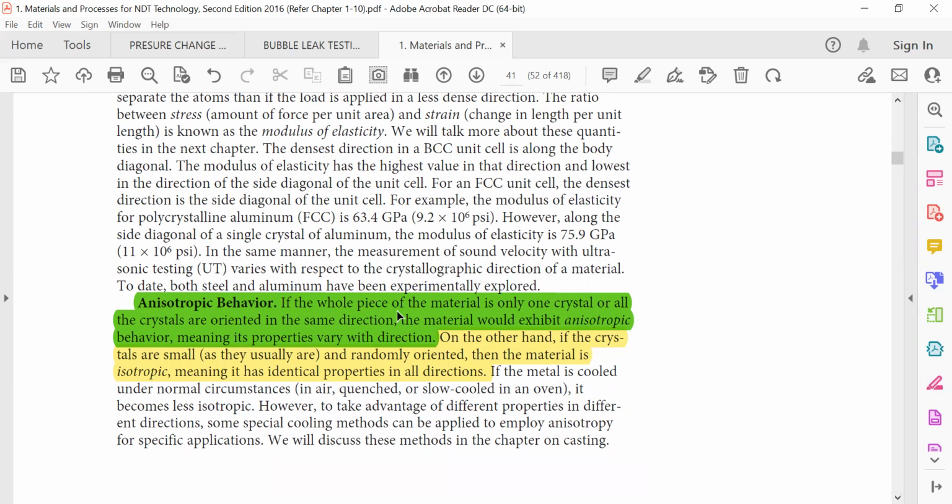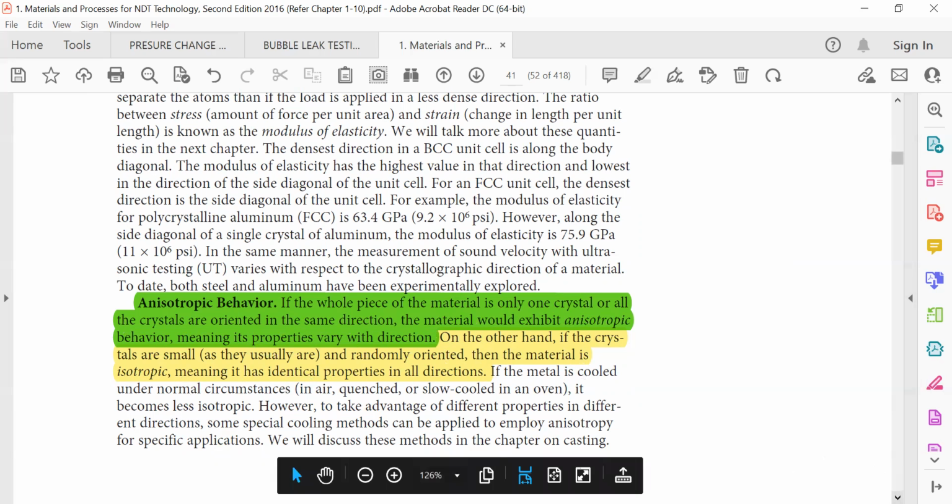Anisotropic behavior: if the whole piece of material is only one crystal, or the crystals are oriented in the same direction, the material would exhibit anisotropic behavior, meaning its properties vary with direction. On the other hand, if the crystals are small, as they usually are, and randomly oriented, the material is isotropic, meaning it has identical properties in all directions.